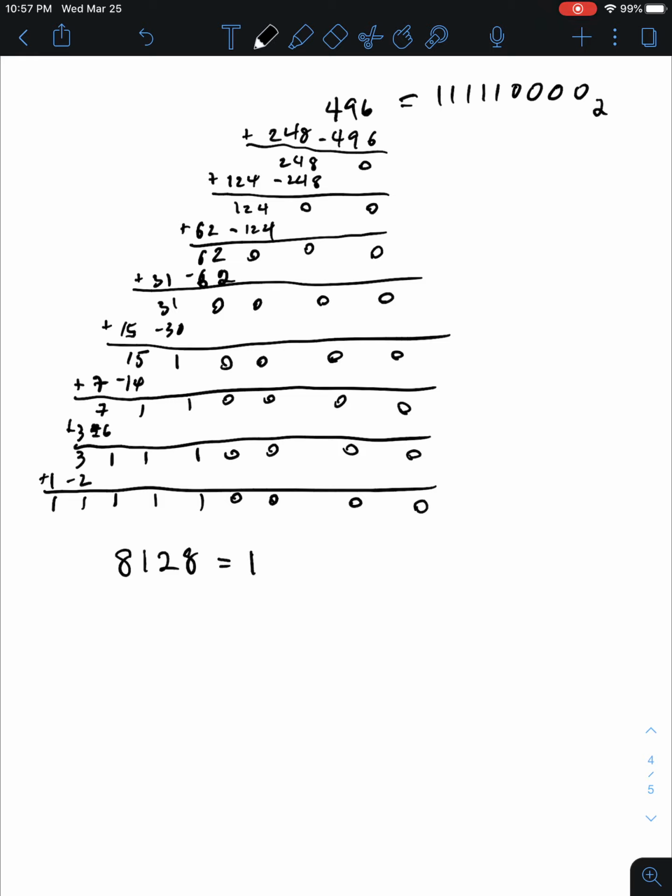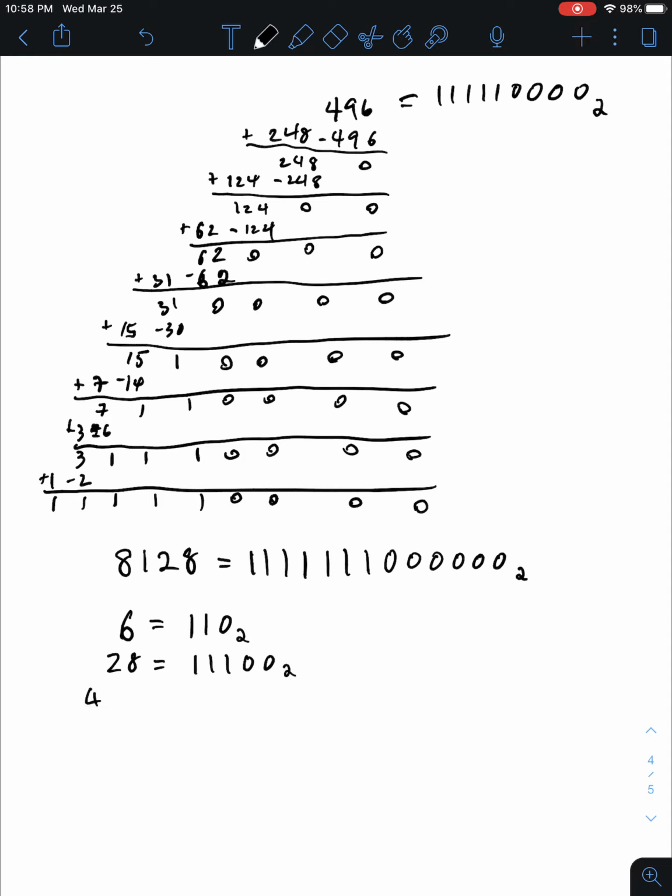The final result is 1111111000000 in base 2. Okay, so these look not that impressive, but when I assemble them all together, I hope we're going to see a pattern. So 6 is 110, 28 is 11100, and 496 is 111110000 in base 2.